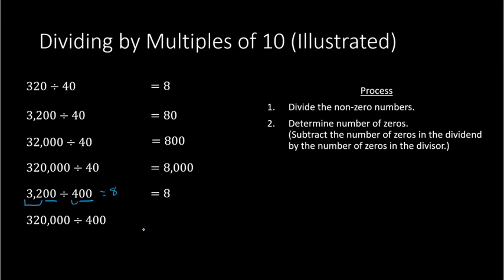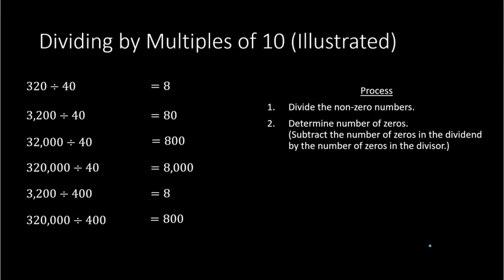What about 320,000 divided by 400? Again, we can do 32 divided by 4. That gives you 8. Here we have 4 zeros, and here we have 2 zeros. 4 minus 2 is 2. So we have 2 zeros, which gives you 800. So your answer would be 800.